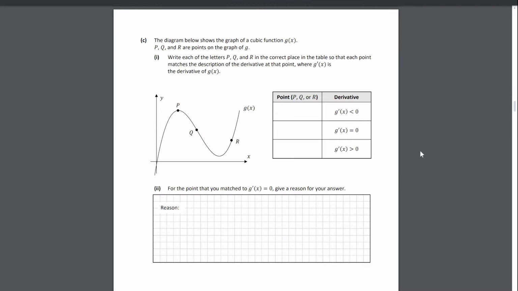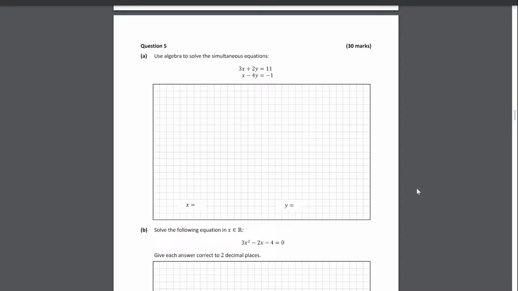Okay, and then there's this question which I found quite interesting. It just tested if you know what a derivative actually is. So obviously the derivative being the slope of the tangent at a particular point. So that's a fairly nice little theory question.